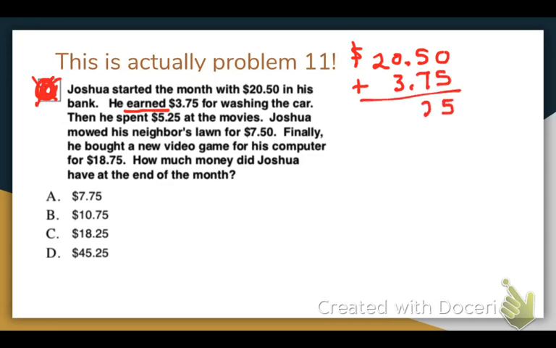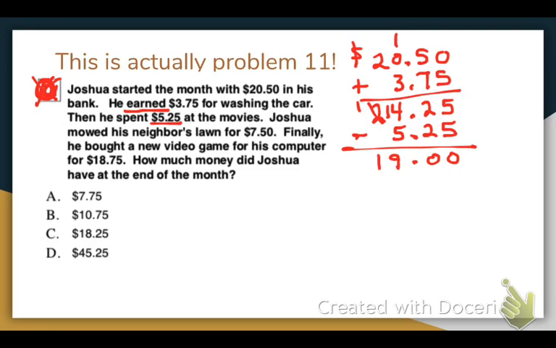So 5, 2, decimal straight down, 4. So now he has $24.25. Then he spent, that's subtraction, $5.25. So 0, 0, again, lining up our decimals. So he has $19. Then he mowed his neighbor's lawn. So it sounds like he's doing work, so he probably earned this amount. So we're going to add $7.50.